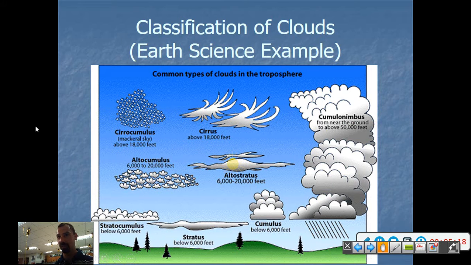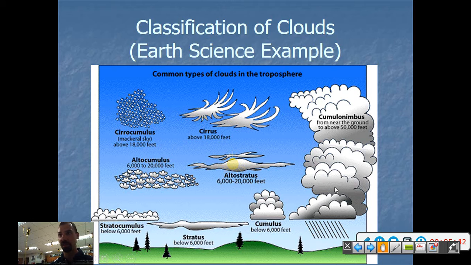Cloud types. We won't have to memorize these in our class, but these are the types of clouds: cirrocumulus, cirrus, altocumulus, altostratus, cumulonimbus, stratocumulus, stratus, cumulus. These tell you about what type of weather is going to be coming, and obviously the cumulonimbus are the storm clouds.